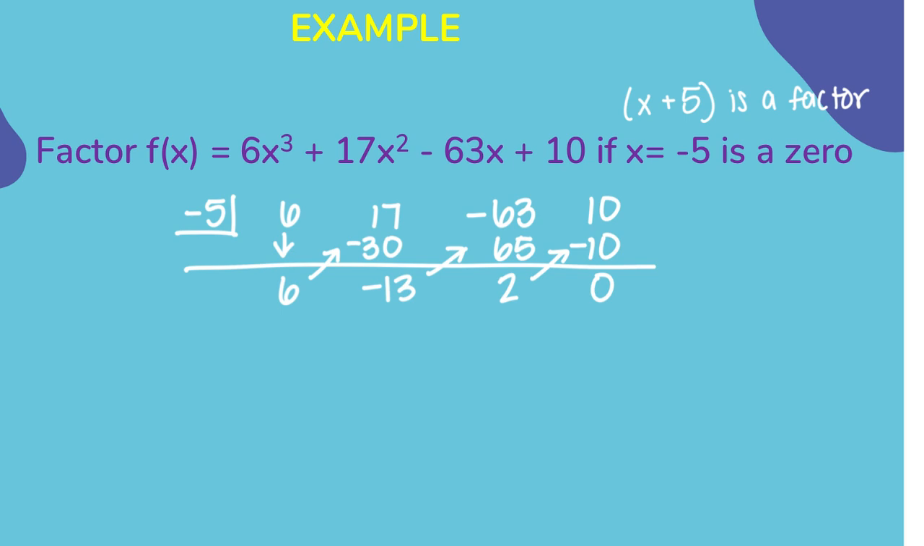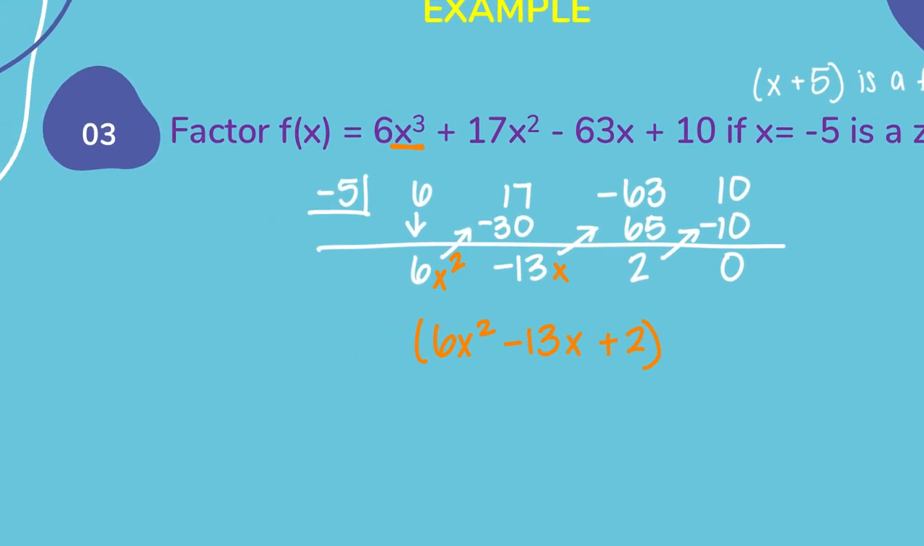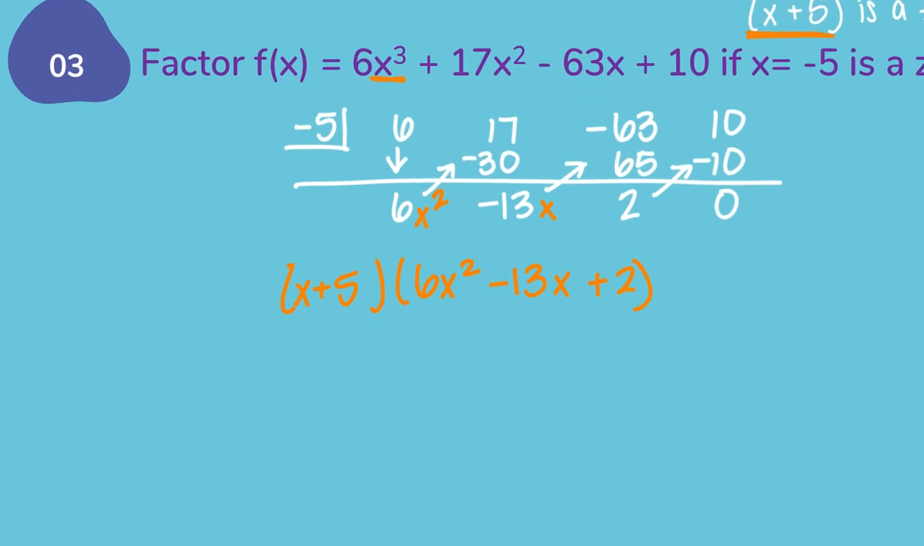Okay, writing it out. What do I have? X to the power of 3 is what they started with, so I have to go 1 degree less. X squared, x. So right now I'm going to have 6x squared minus 13x plus 2. And don't forget, x plus 5 is a factor. And let's go ahead and see if it's factored all the way. So multiplying, 6 times 2 gives me 12. What multiplies to give me 12 and adds to give me negative 13? Negative 12 and negative 1.